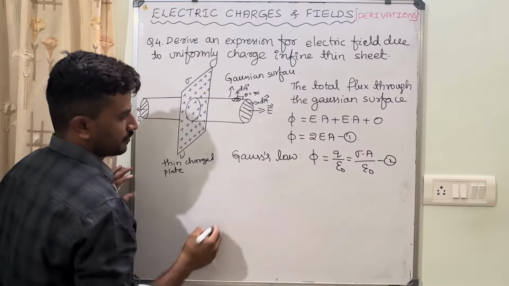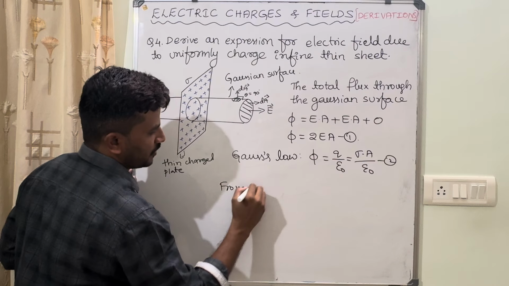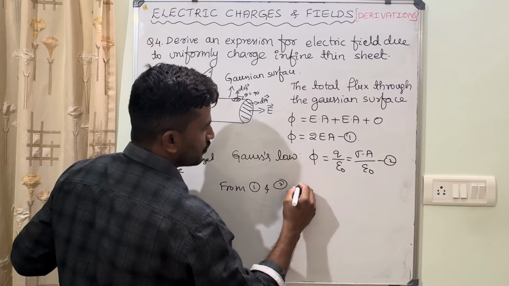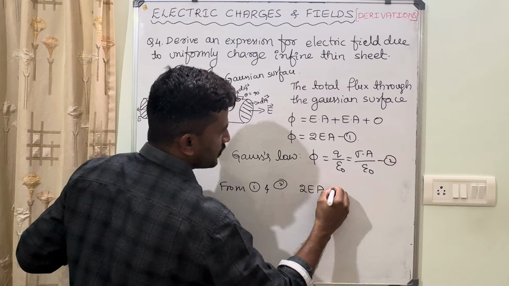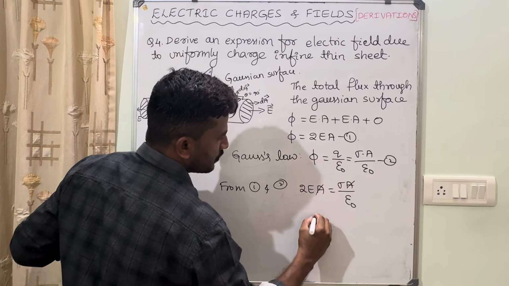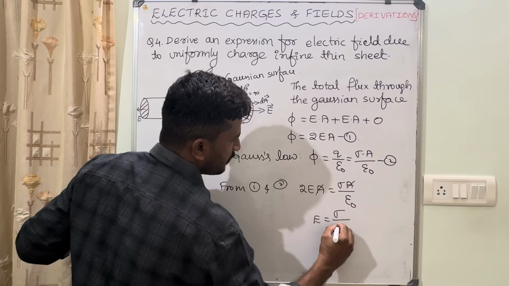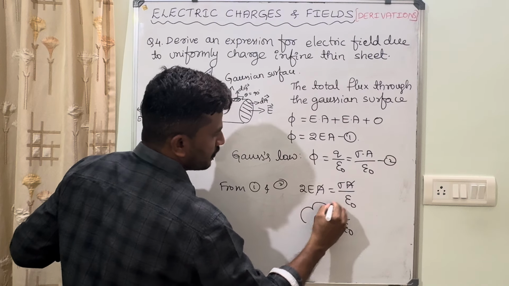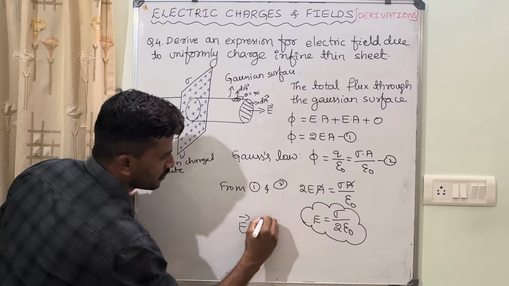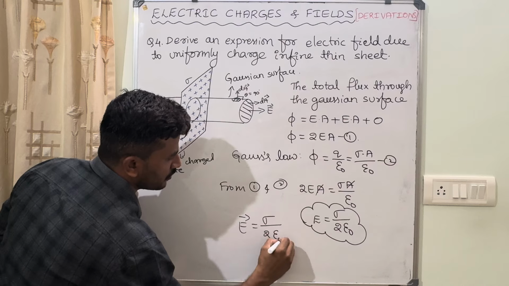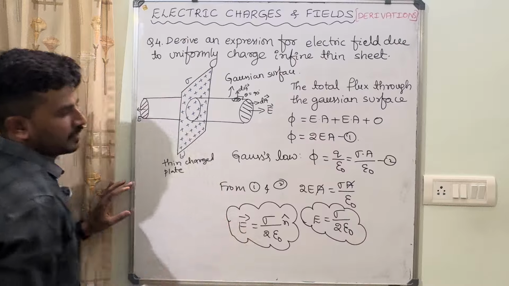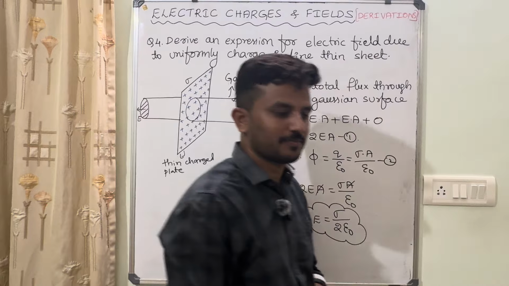So from 1 and 2 we have, from equation 1 and equation 2, okay, so 2EA, which is equal to sigma A by epsilon naught, A get cancelled, so E is equal to sigma divided by 2 epsilon naught will be your answer. And this can be written in vector form also by considering 2 epsilon naught into n cap. Clear? This is the fourth derivation. Write down.